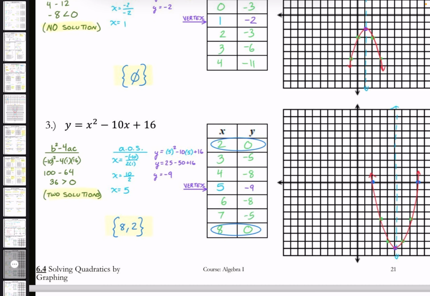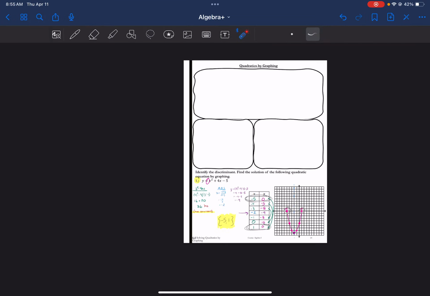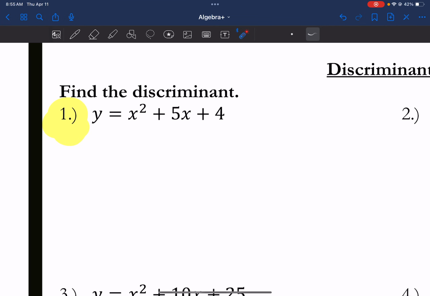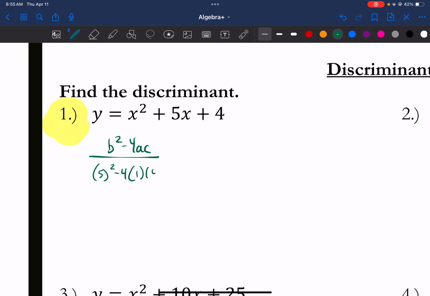Now, other times, I will not ask you to graph it. Let's go to page 23, for example. I might just say, find the discriminant. Okay, well, my discriminant formula is b squared minus 4ac. Yes, make flashcards, memorize it. And then I have a 5 squared minus 4 times a times c. So I get 25 minus 16, which is 9.